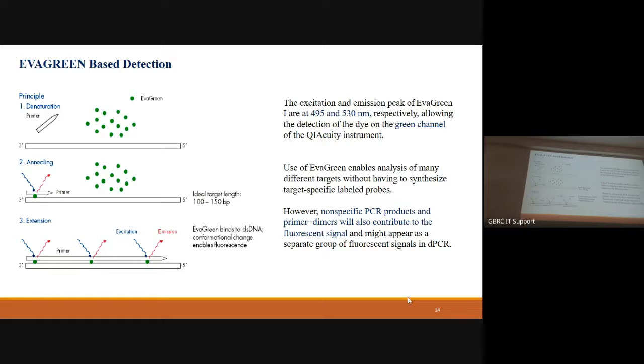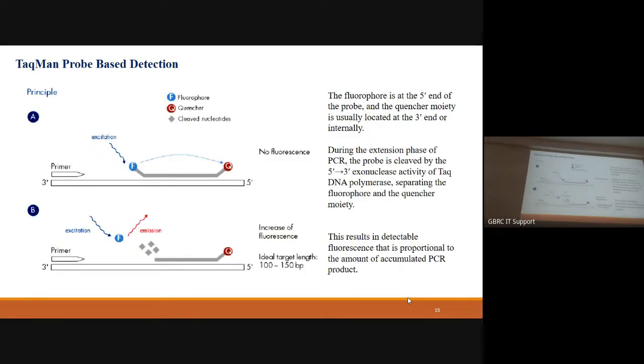And this is TaqMan probe-based detection. Here a fluorophore and a quencher are at the two ends of the probe, and during the extension phase, the 5' to 3' exonuclease activity of your DNA polymerase will break down the probe, releasing the fluorophore, and it will be detected by the filters and give you the fluorescence.